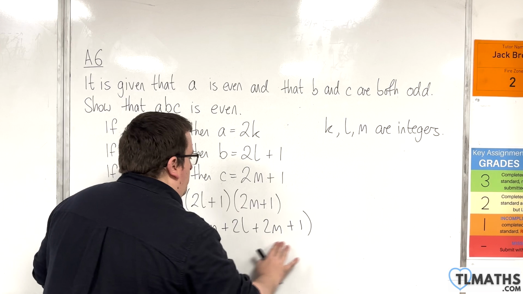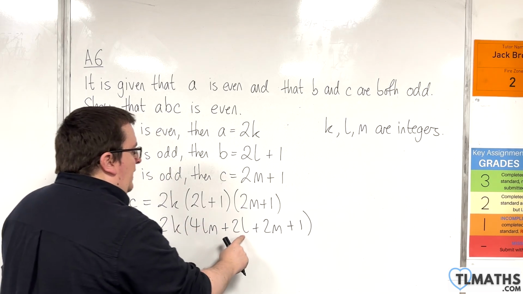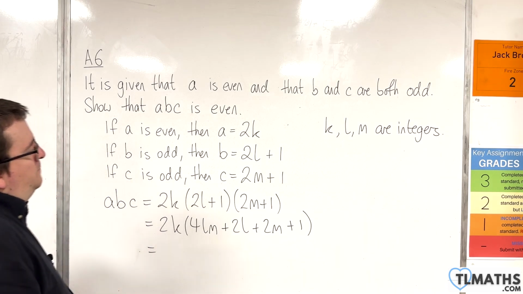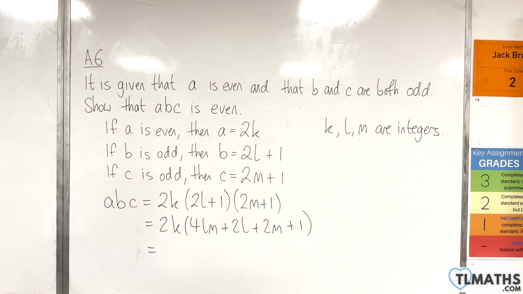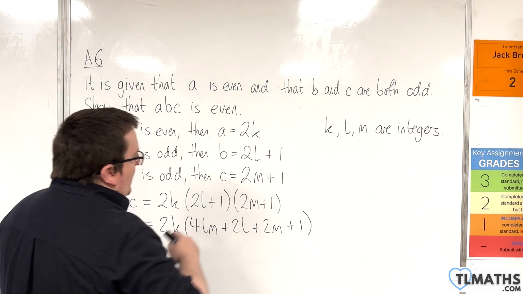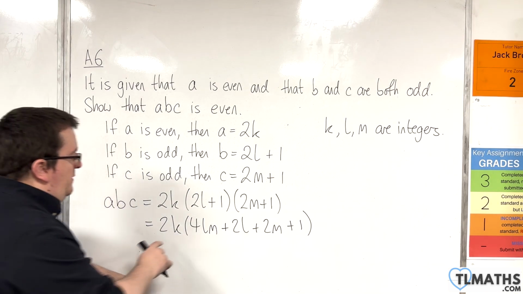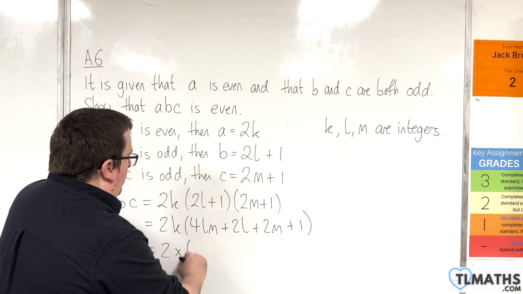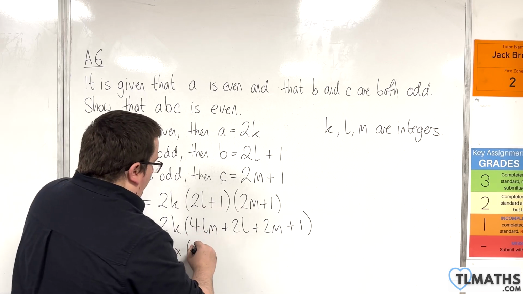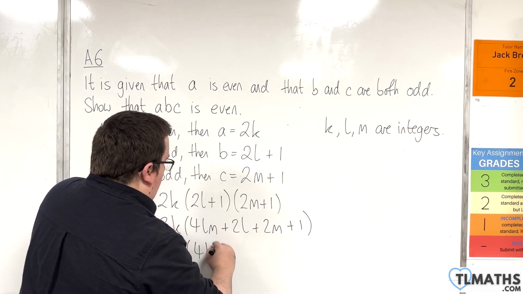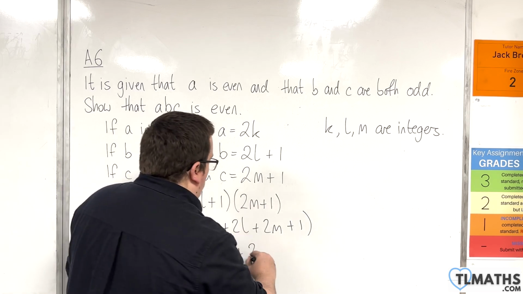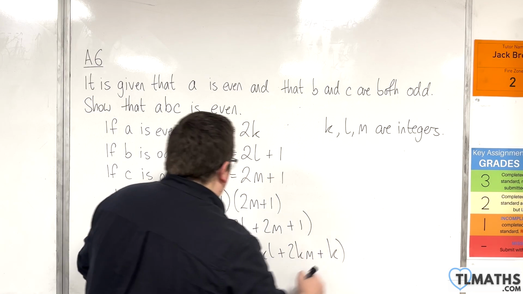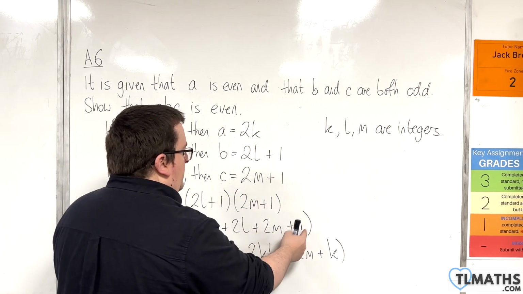Now we need to multiply through by the 2k. So 2k needs to multiply with each of those 4 terms. Actually, do I need to do that? Probably not. You could bring the k in if that helps. Let's just do that. I'll multiply through by k, but I'll leave the 2 on the outside. Because the idea here is that I've got 2 lots of 4klm plus 2kl plus 2km plus k. So I've multiplied the k by that term, that term, that term, and that term.